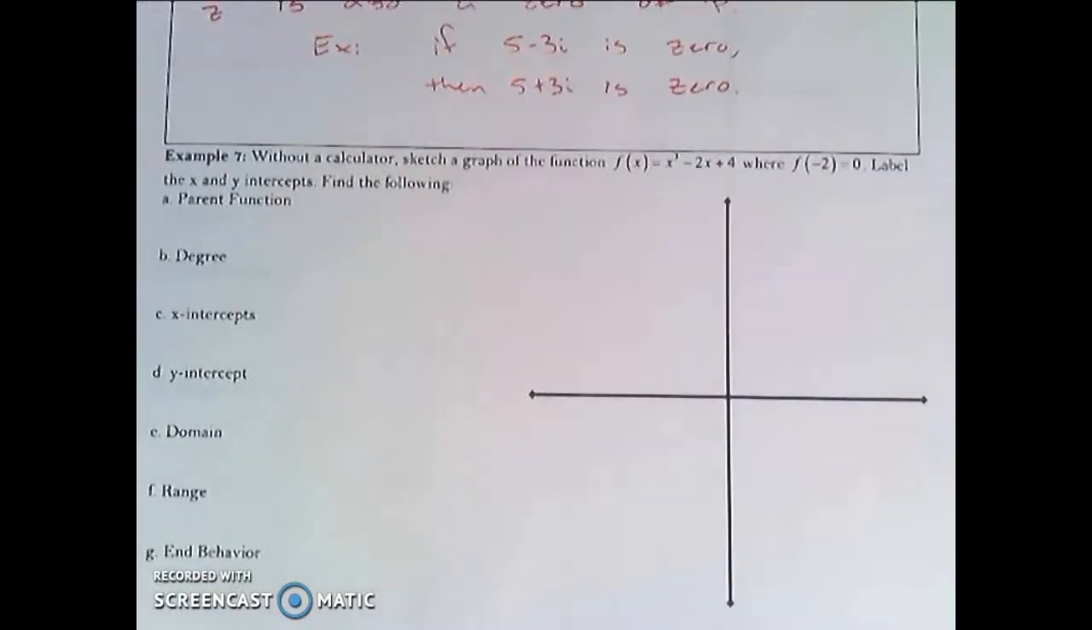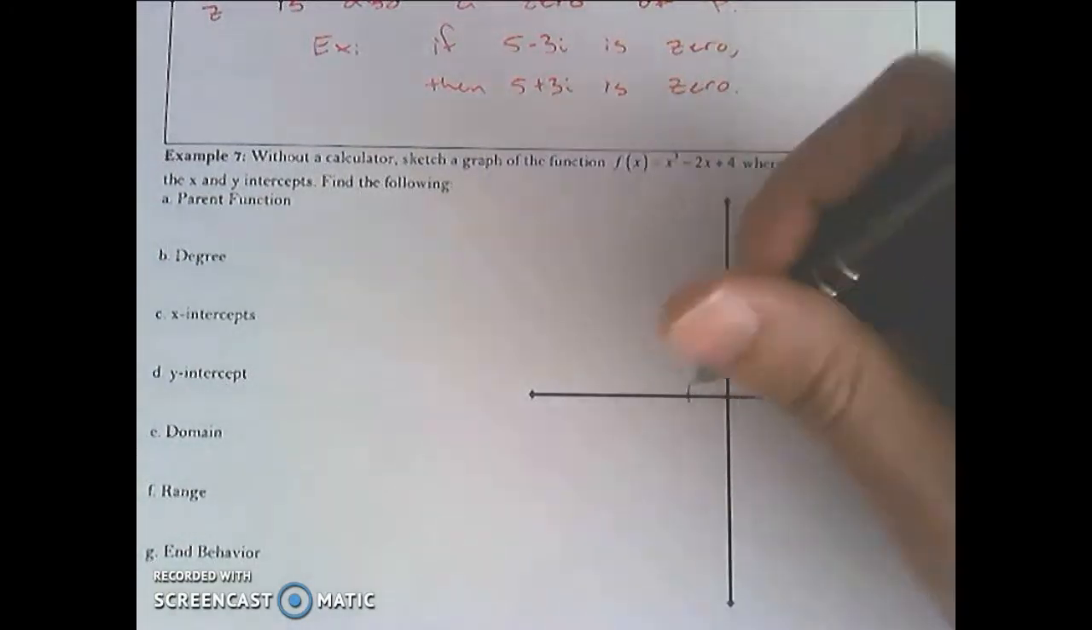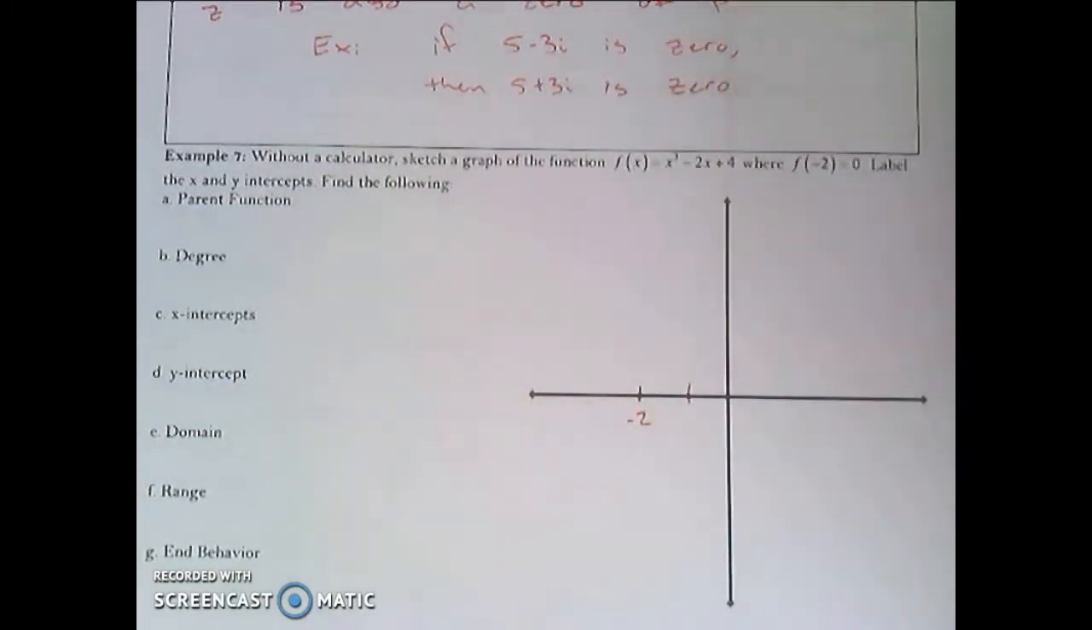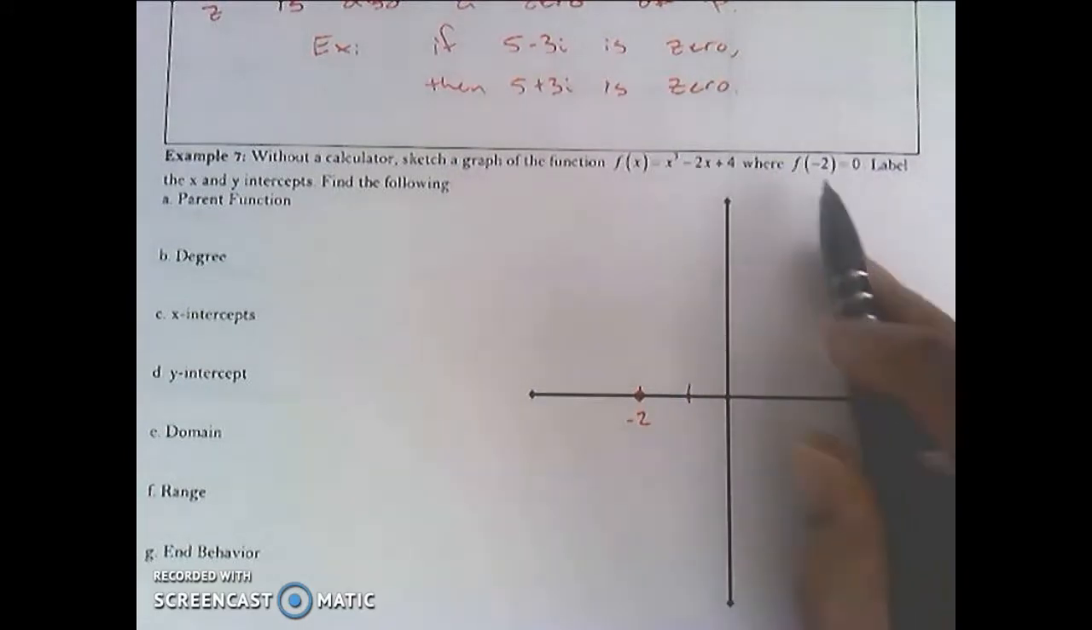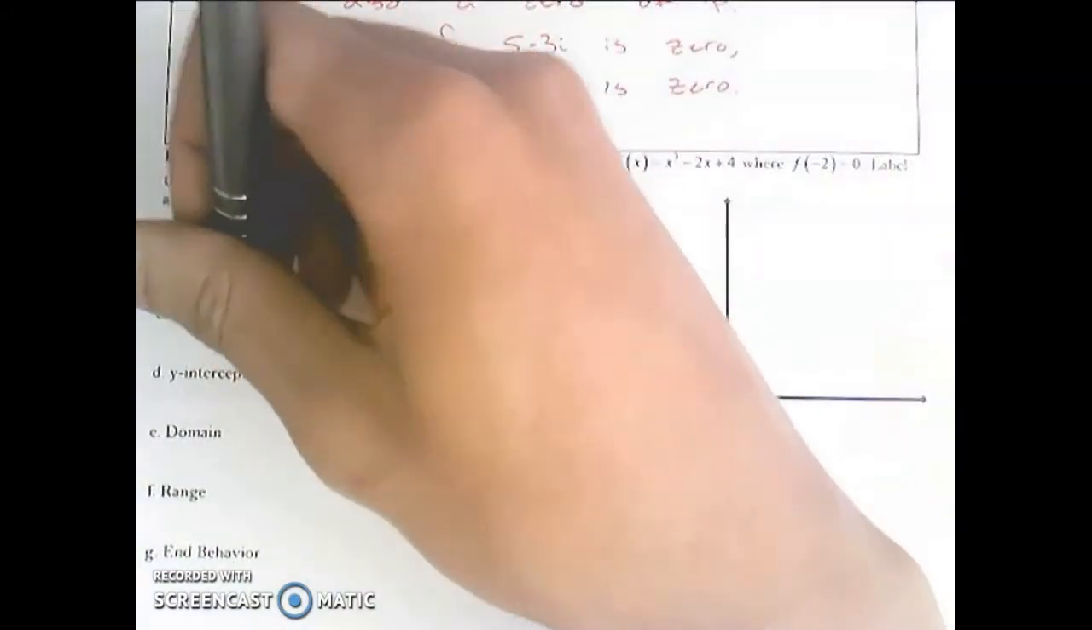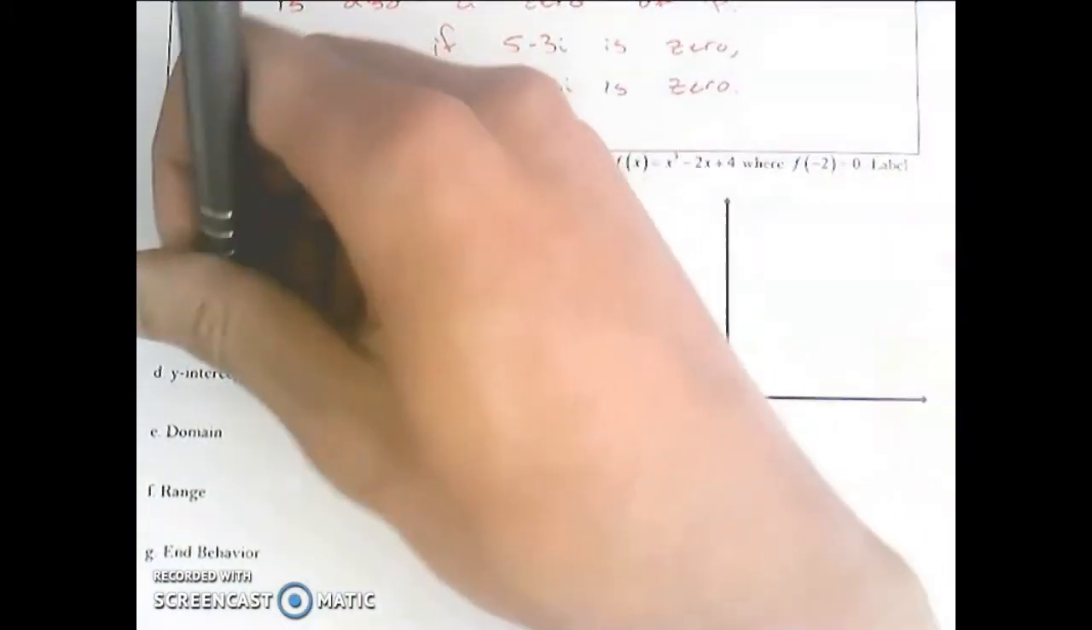Let's take a look at the next function here. Here we've got f of x equals x cubed minus 2x plus 4, and then I give you that f of negative 2 equals 0. If we were to plot this point, f of negative 2 equals 0, that's where x equals negative 2. We're saying that the function is equal to 0 there. So this is another way of telling us that we have a 0 at x equals negative 2. So already I can write that we have an x-intercept at negative 2, 0.